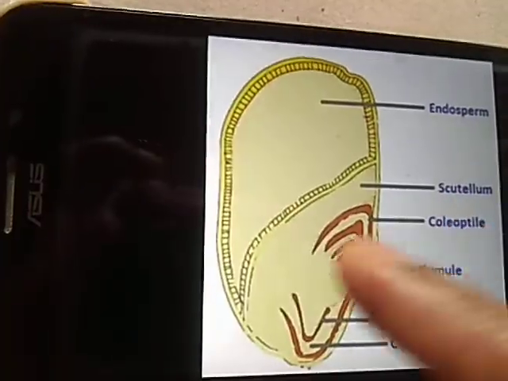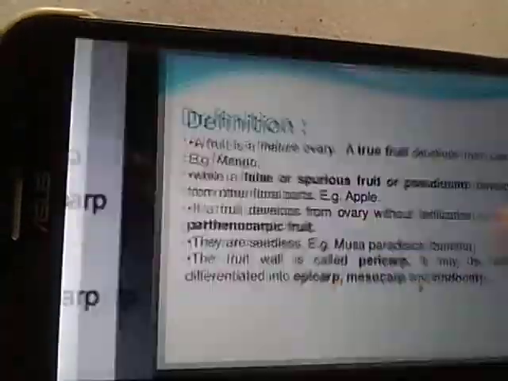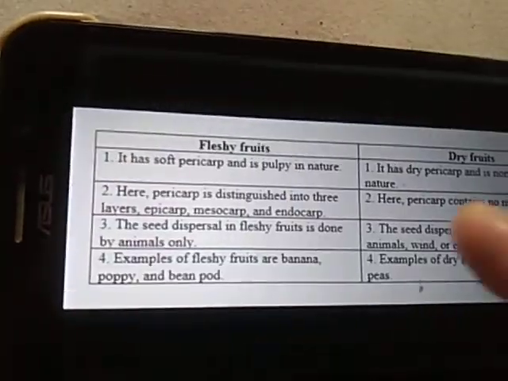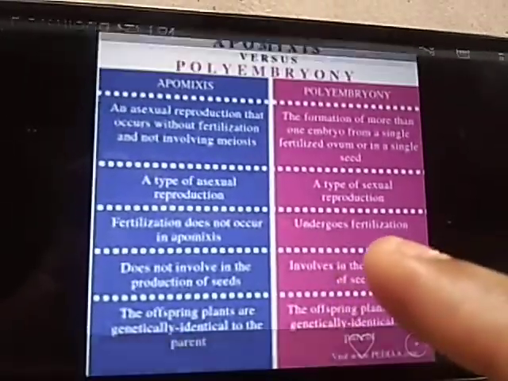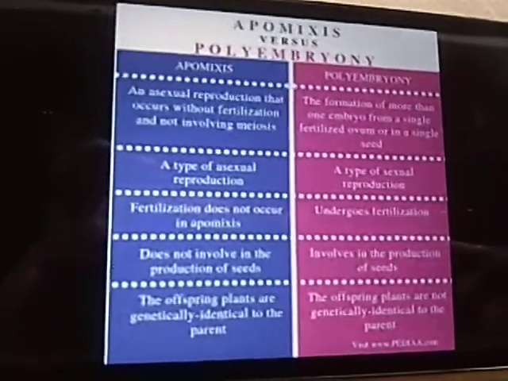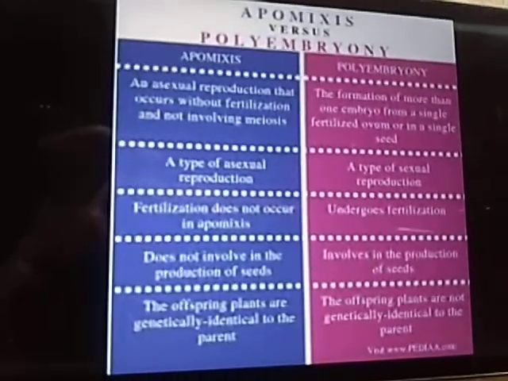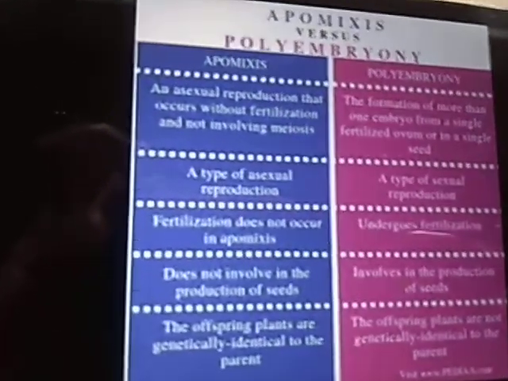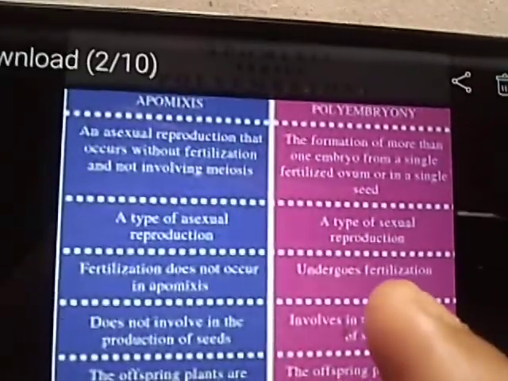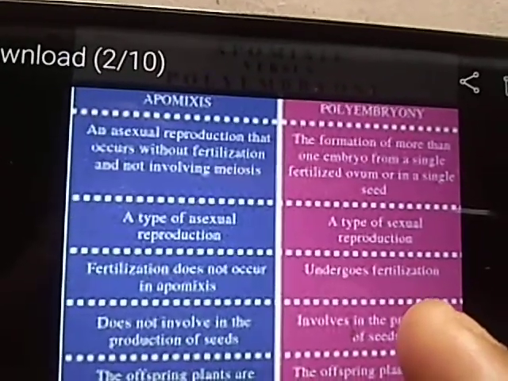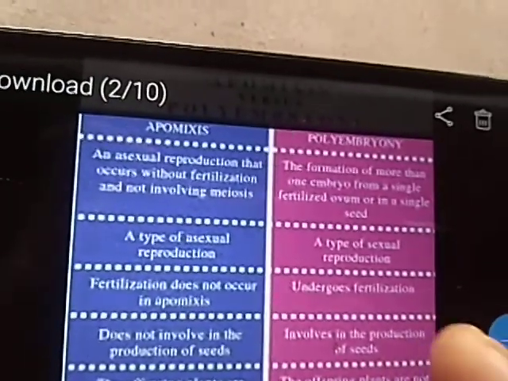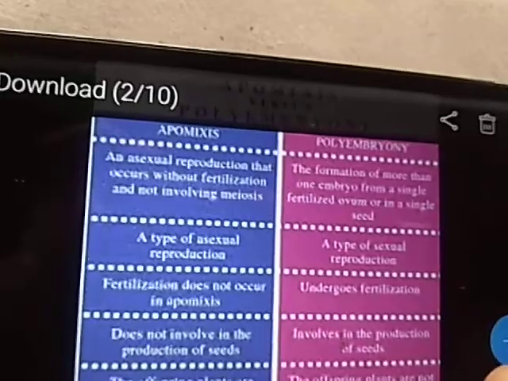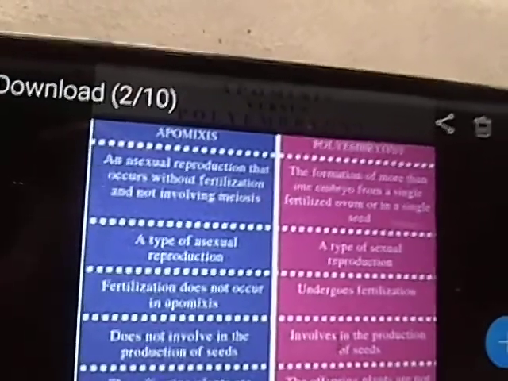Albuminous seeds and non-albuminous seeds, these you will study here. Okay, this seed viability, fleshy fruit, and one very important topic is there: apomixis and polyembryony. Apomixis. See, when seeds are developed without fertilization, this condition is called apomixis. And if more than one embryo is found in the seed, in an ovule, that is called polyembryony.